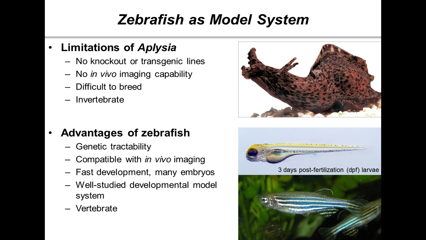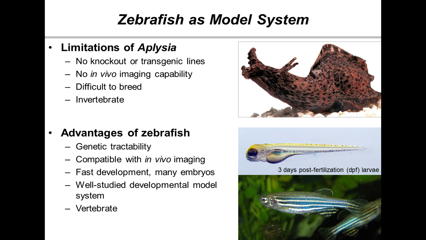So why zebrafish? Aplysia is great for cell culture studies, as I mentioned, because these cells are big. They're great for quantifications of time-lapse, fluorescence, and biophysical experiments. However, there are significant limitations in Aplysia as well. There are no knockout or transgenic lines. There's no in vivo imaging capability. They're difficult to breed, and they are invertebrates.